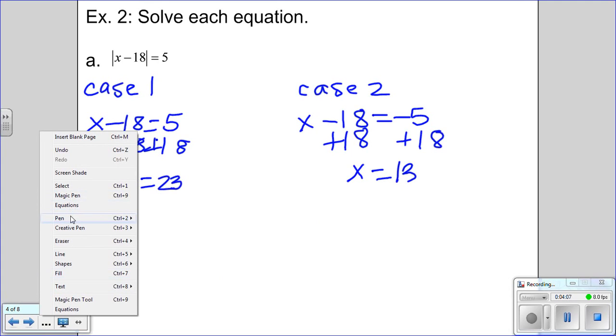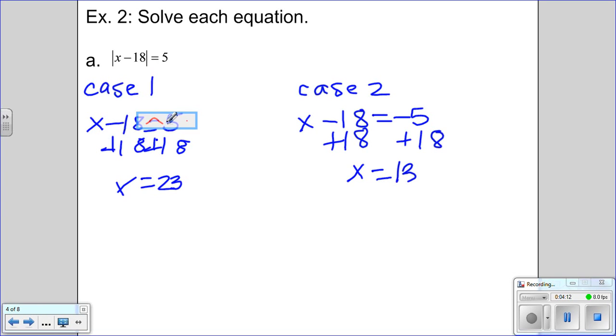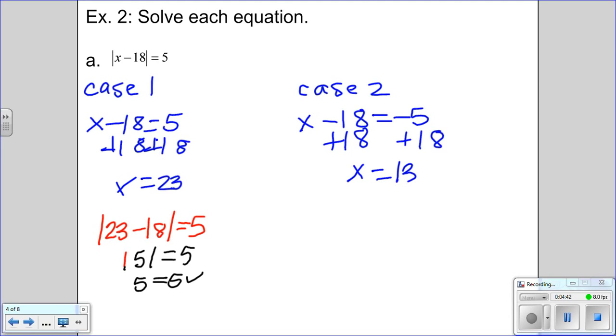Let me switch pen colors here for the check. So we got two solutions when we did all of our work, but we're not guaranteed that they both are solutions. So we have to check them in the original equation. So going back up to the original problem, the absolute value of x minus 18, let's check 23 for x. Does it work? In other words, does it give us 5? All right, so 23 minus 18 is 5. And the absolute value of 5 is 5. So 5 equals 5, the first solution checks. So we can put a big box around x equals 23.